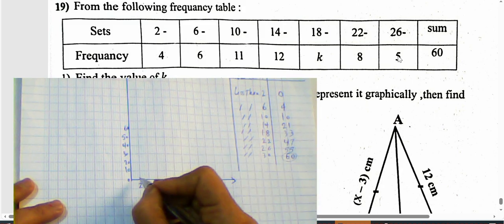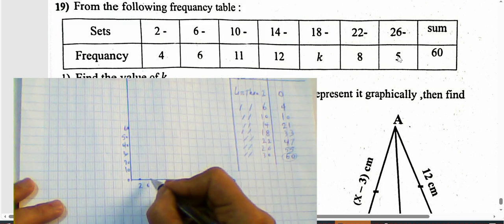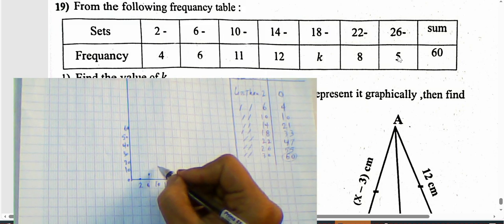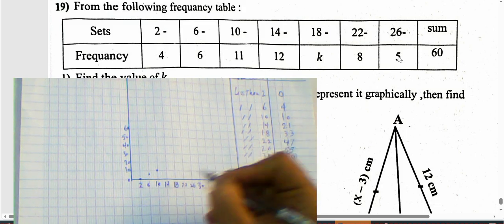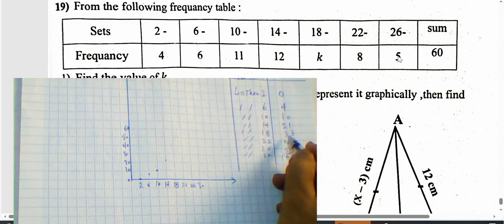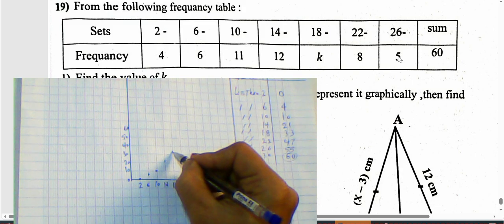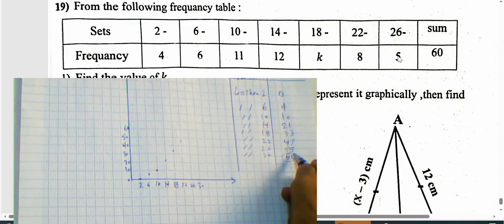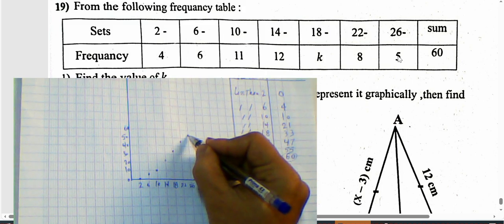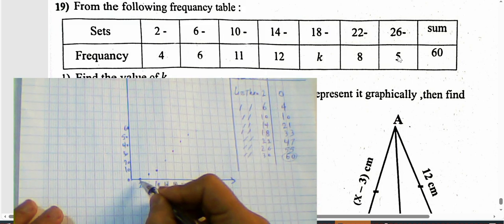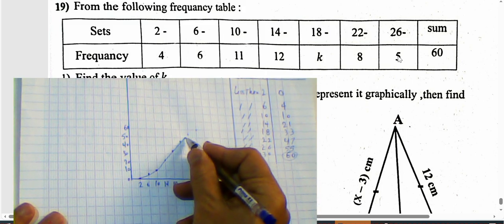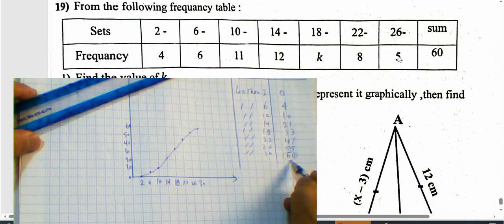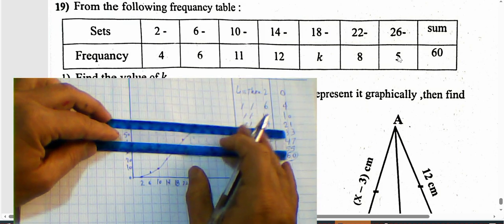Less than 2 it will be 0, less than 6 is 4, and next less than 10 is 10, 21, 33, 47, 55, and the last 60. Then draw the curve like this. We can find the median by half of 60, it will be 30.